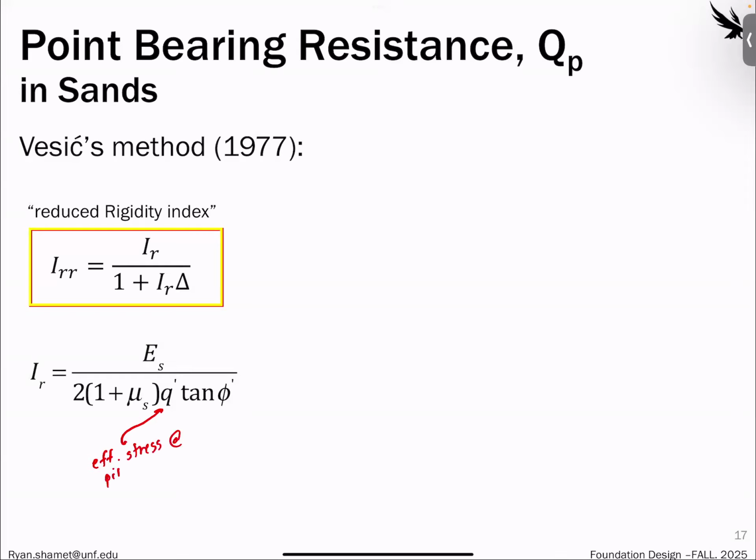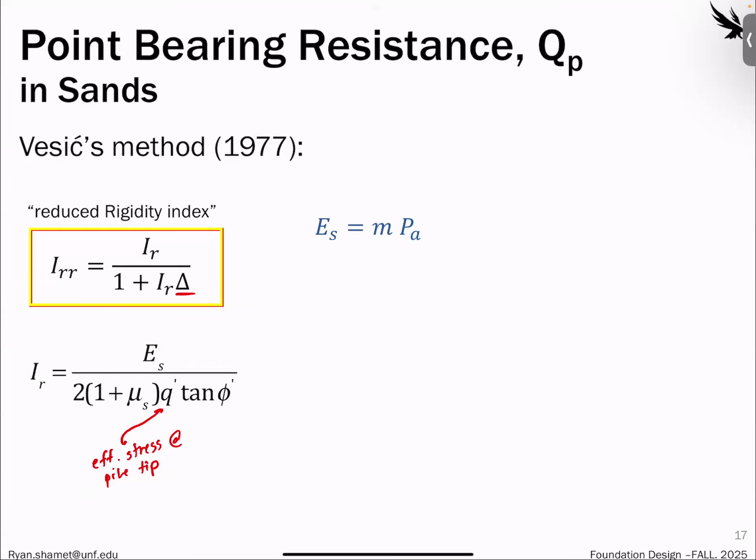At pile tip. So this little delta term too, which always frustrates me that they just use a standard delta here. This is the average volumetric strain in a plastic shear zone before the point of the pile. So what the heck does that mean? Oh, it's okay. I'll give you an equation here in a second.